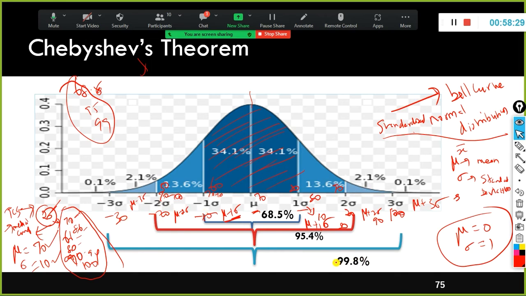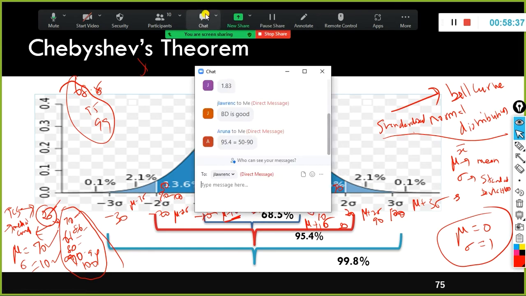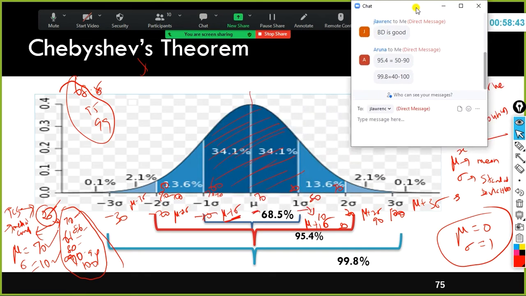99% of employees' heart rate ranges between which value? Can you all please type it in the chat window? Let me see how many of you are able to understand, how many of you are concentrating here. Aruna says 99.8. Yeah, 95% of the area covers, right? Which means 95% of the employees' heart rate ranges between 50 to 90. 99% of the employees. Very good, Aruna.